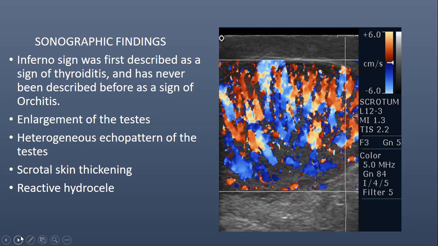So it's important that you compare the testis on both sides, the flow on this side and the flow on the other side. You notice the one which has increased blood flow, the one which has increased in size, and the echo pattern; one is different. You notice scrotal skin thickening, which is also cellulitis. You can also notice a reactive hydrocele, which I told you is fluid around the testis of more than 1 centimeter. And go to the next slide.